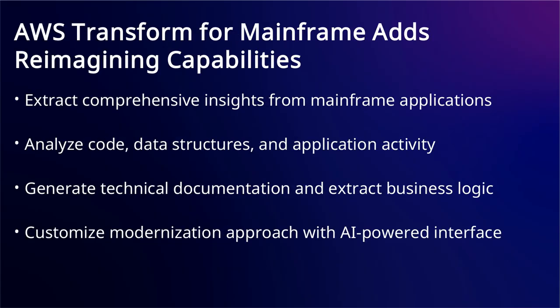Modernizing mainframe applications for the cloud can be complex and time-consuming. AWS Transform for Mainframe now offers new capabilities to simplify this process. You can extract comprehensive insights from your mainframe applications, including code and data structure analysis. The tool analyzes application activity to identify high-value components.